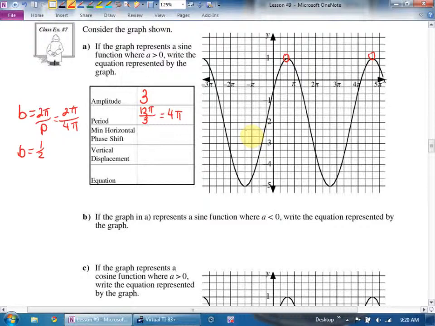You know what? All of you right now, put a little dotted line right there. I always do that. The vertical displacement is negative 2, and the reason that's so important is that's where the x-axis has been moved to. That's the middle of my graph. That's where sine is going to begin. Positive sine starts in the middle and goes up.